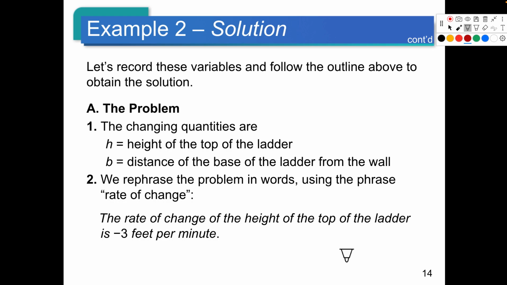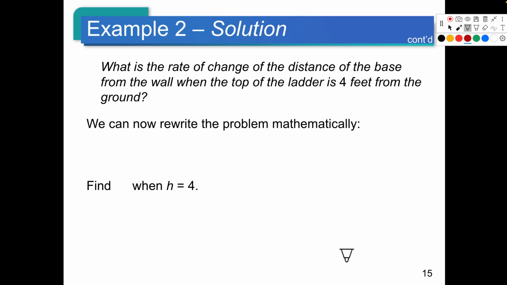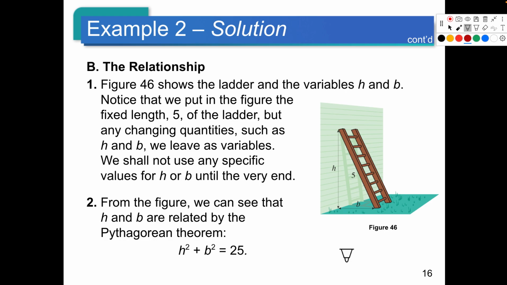Rephrasing it, they do know that the ladder was going down, so that was a -3 rate. So they picked that up early. We knew it was 3 feet, but we picked it up as we got into it. And then they rewrite it, so the change of the height is 3. Find how the floor is changing when the height is 4. They draw the picture now. We drew it a little earlier.